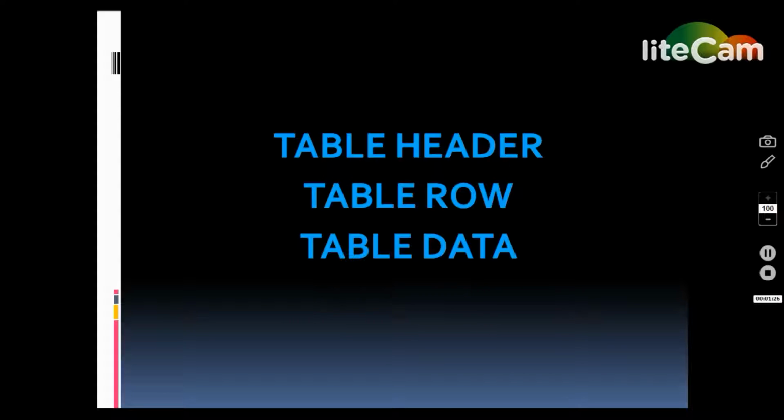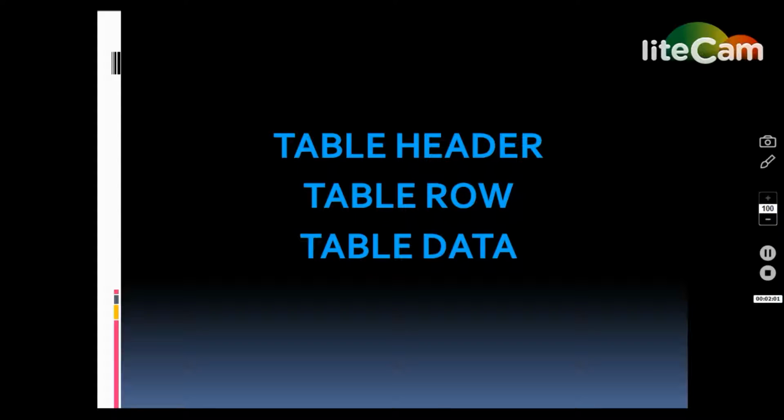Next, these are the three more essential things of tables: table header, table row and table data. The table header tag is th and the end tag is slash th. Table header is used as a heading of each column, meaning every column has a heading. Like if a table has name, roll number, address, then name, roll number and address are the table headers.